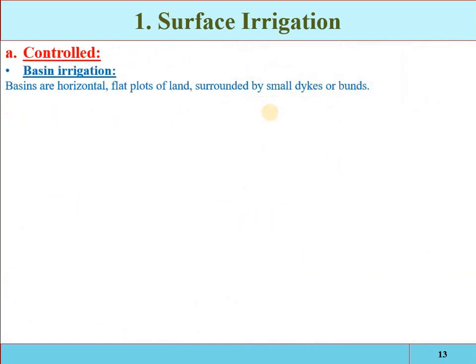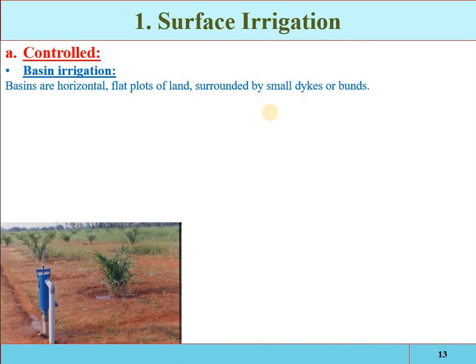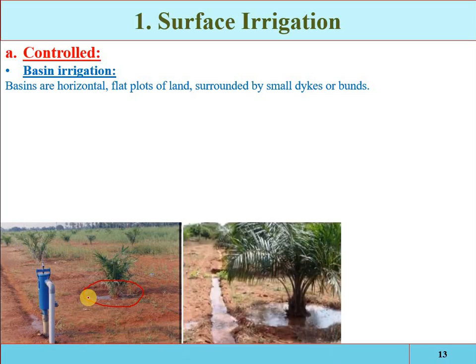The first one is basin irrigation. Basins are horizontal flat plots of land surrounded by small dikes or ponds. Here you can see an individual ring basin around this plant, and the water will be introduced to it from the main supply channel. Here you can see this is the main supply channel, and this is a ring basin around this tree, and the water is introduced into it.